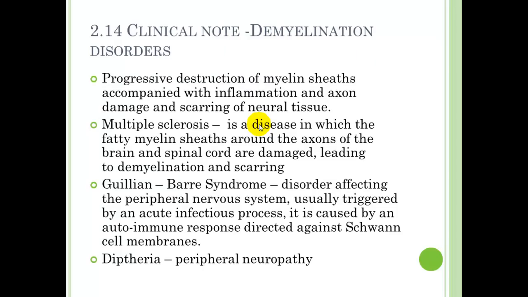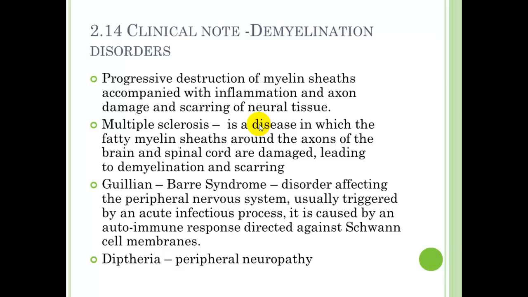Clinical note, demyelination disorders. The myelin sheath acts like an insulated barrier. Progressive destruction of the myelin sheath in these disorders is accompanied by inflammation, axon damage, and scarring of neural tissue. Multiple sclerosis is an example of this. It is a disease in which the fatty myelin sheaths around the axons of the brain and spinal cord are damaged, leading to demyelination and scarring. And Guillain-Barré syndrome is a disorder affecting the peripheral nervous system, usually triggered by an acute infectious process. It's caused by an autoimmune response directed against the Schwann cells and their cell membranes.